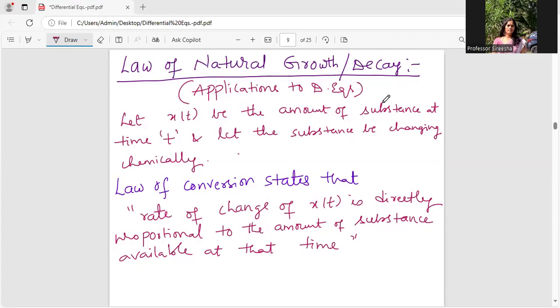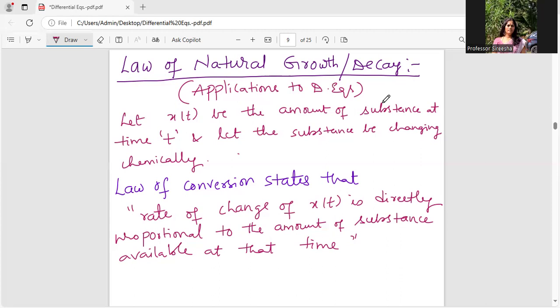Okay. So coming to applications of differential equations to real-time problems, there have been some standard examples in literature, in many books, like Newton's law of cooling, law of natural growth or decay, which usually happens, growth happens with bacteria, decay happens with radioactive metals. So how do we formulate a real-time problem into a differential equation?